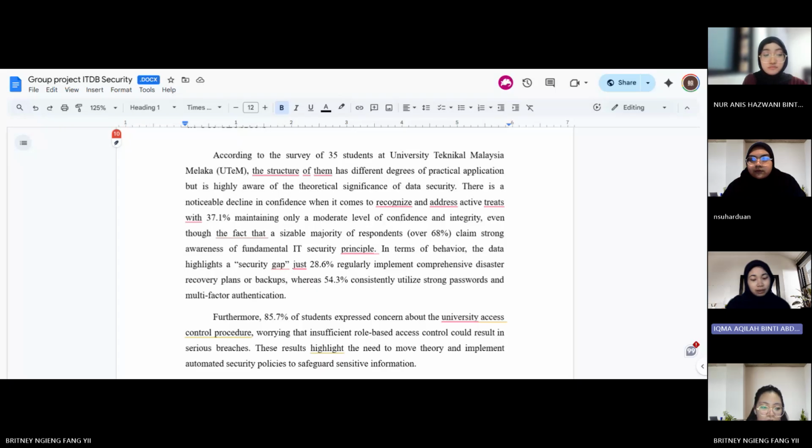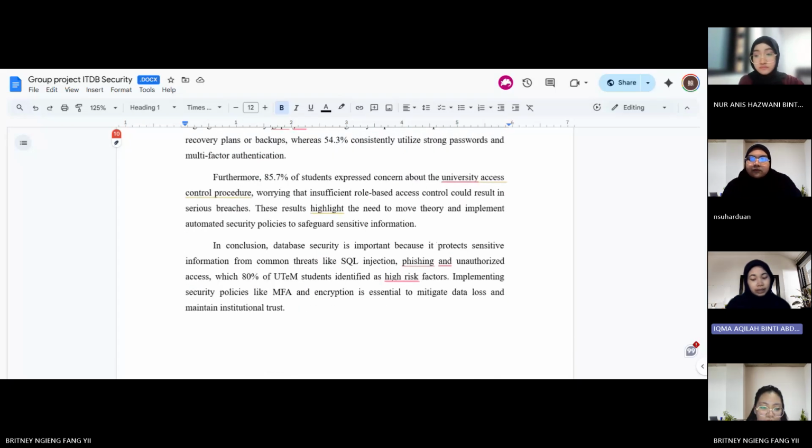In conclusion, database security is important because it protects sensitive information from common threats like SQL injection and unauthorized access, which 80% of UTM students identify as high-risk factors. Implementing security policies like MFA and encryption is essential to mitigate data loss and maintain institutional trust.